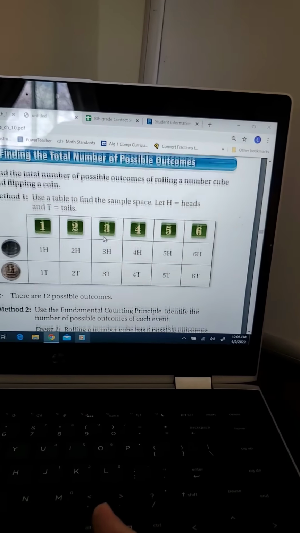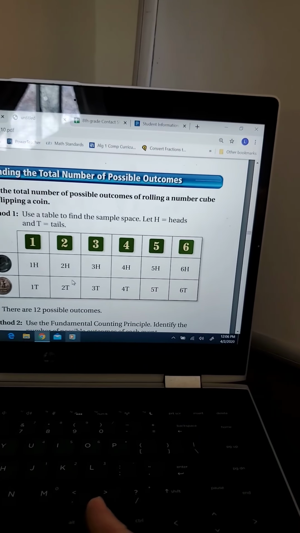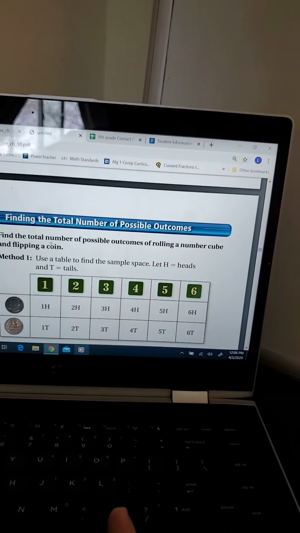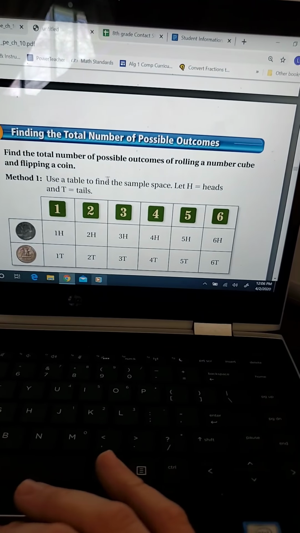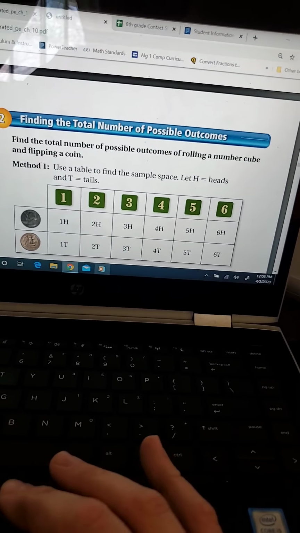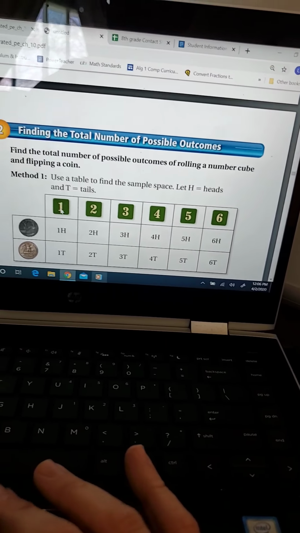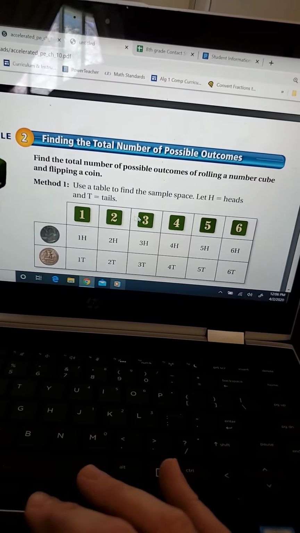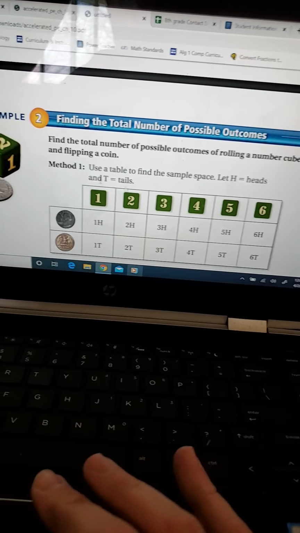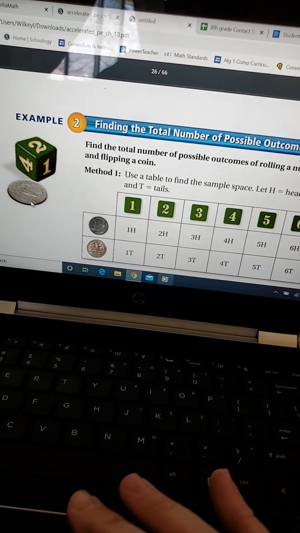All right, so we can think of it kind of like this. Let's do this. This is a good question. Find the total number of possible outcomes of rolling a number cube and flipping a coin. Okay, so we can roll this number cube. It's a 6-sided die. So my outcomes are 1, 2, 3, 4, 5, 6, right here. And I flip a coin, my options are heads or tails.